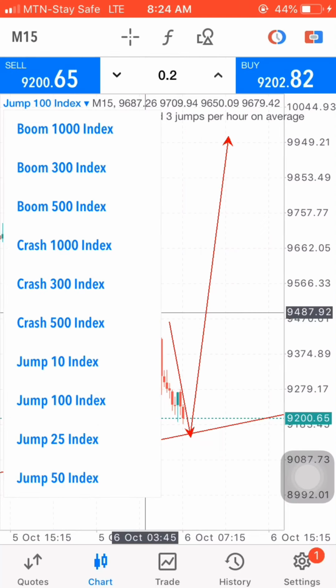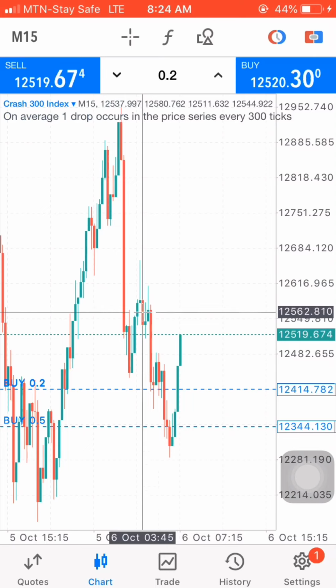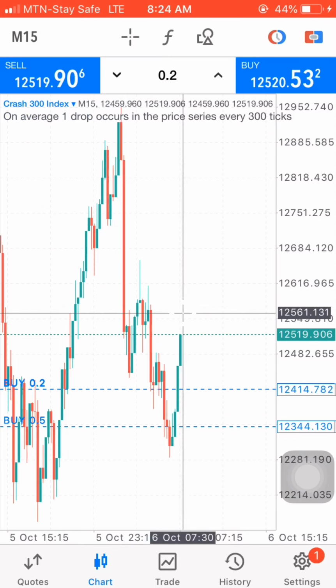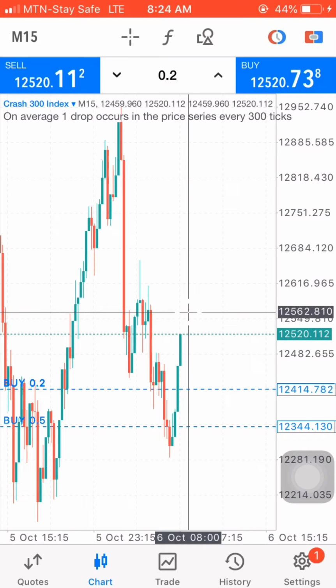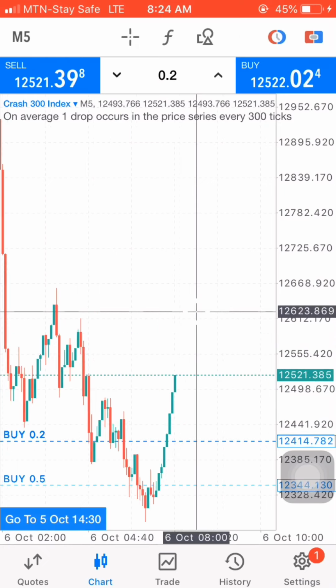So let's jump to the Crash 300, of course, which I'm in the trade, and my TP is around this axis. This is where I told him to take profit from. Of course, here is a very good place to be our TP, but that is not what I'm here for. I'm here to show you how to scalp effectively the way I'm doing and stay in profit.